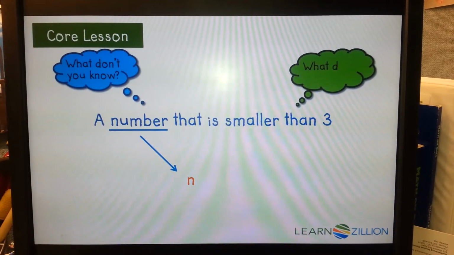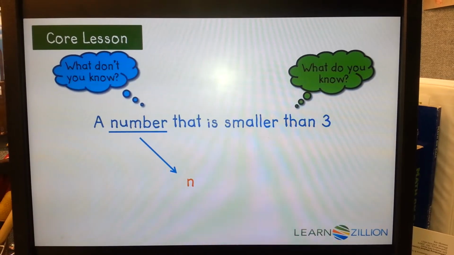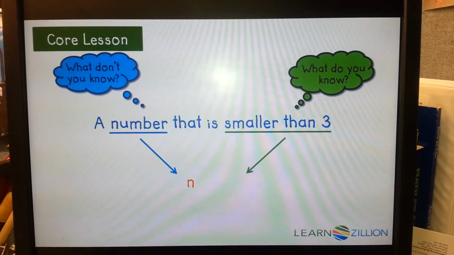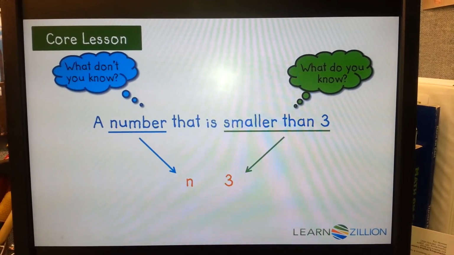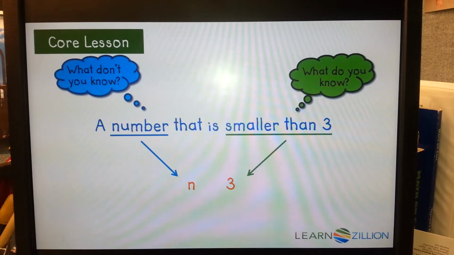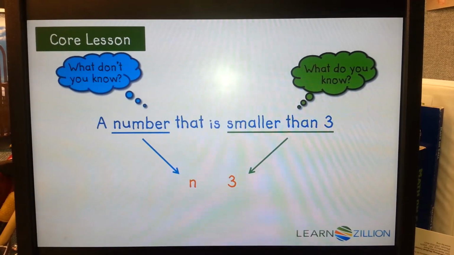The next question that we need to ask is, what do we know? And we know a few things. We know that there is an unknown number and it's smaller than 3. We also know that more than one number can be smaller than 3. So our variable represents a group of numbers. How can we mathematically represent a group of numbers? We can use an inequality.